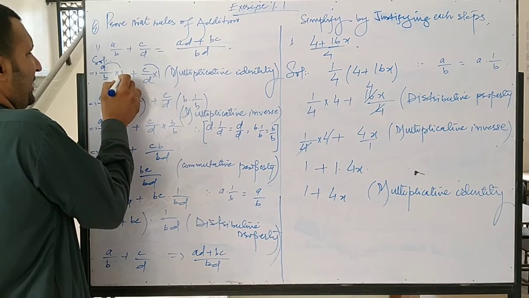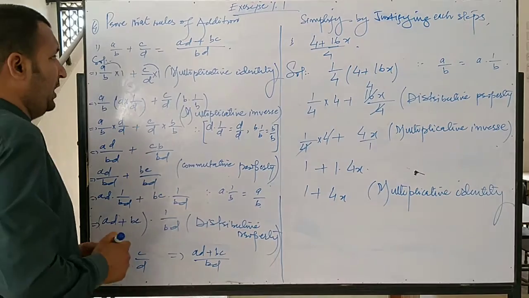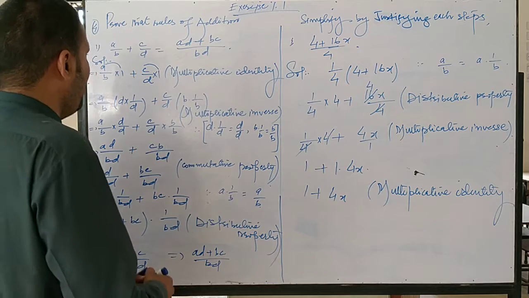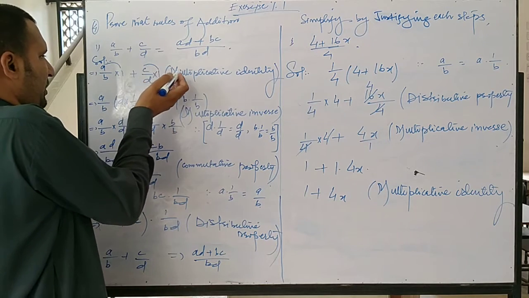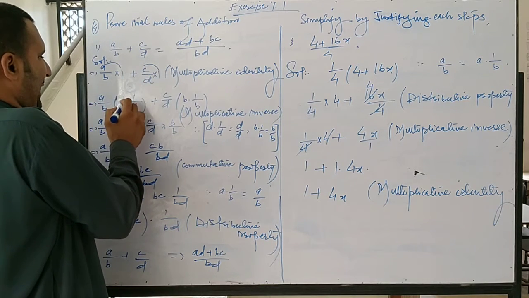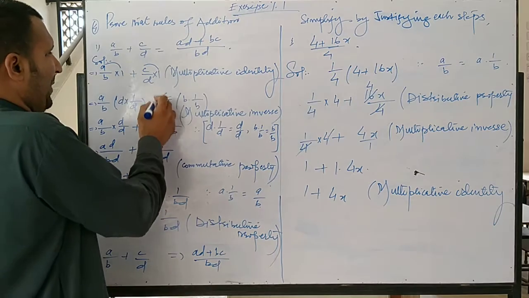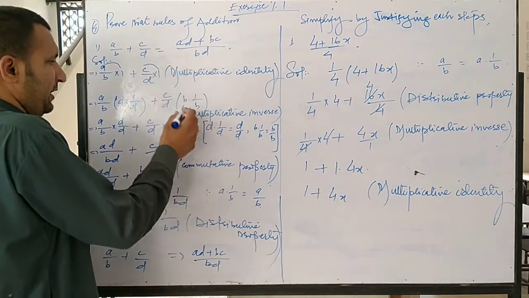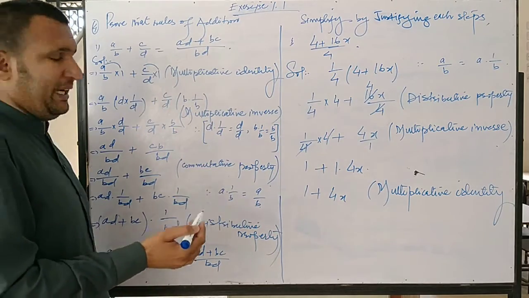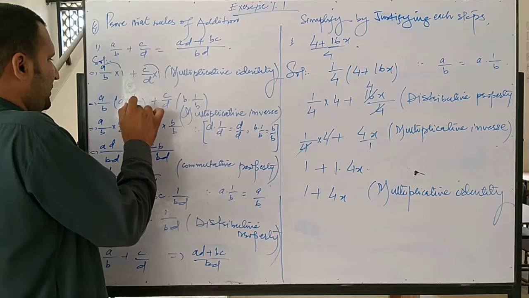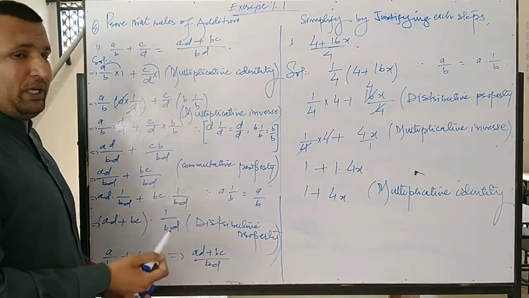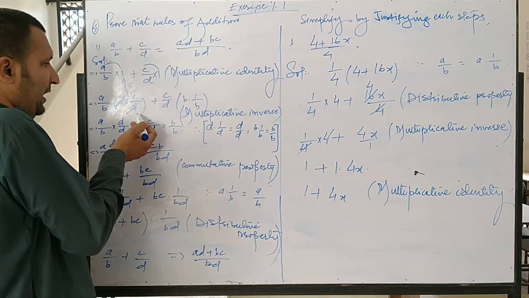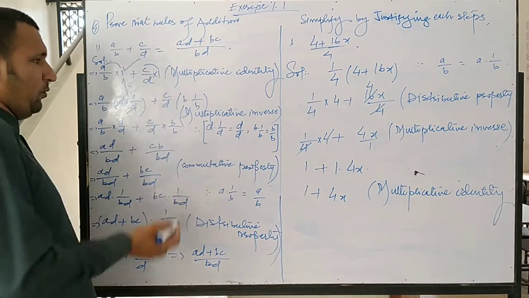But this 1 does not change the statement of a upon b, because 1 does not change the value of any statement. Means if we again apply the condition, a upon b multiply d into 1 upon d plus c upon d multiply b into 1 upon b. This is a property of multiplicative inverse. Means if we cancel, d into 1 upon d is equal to 1.